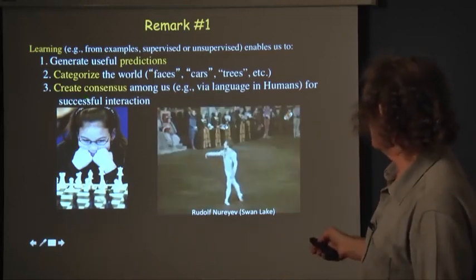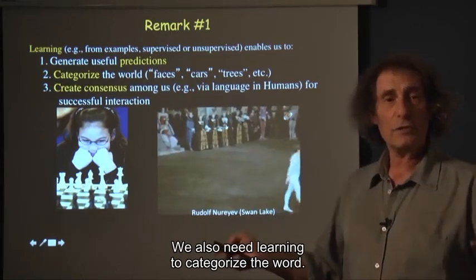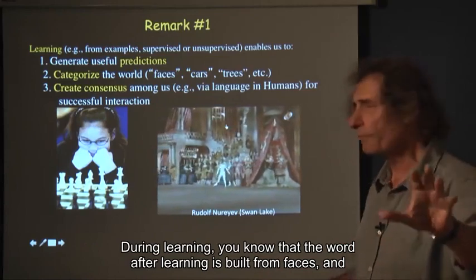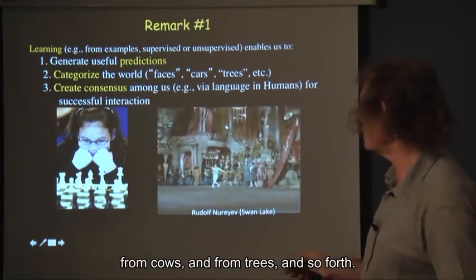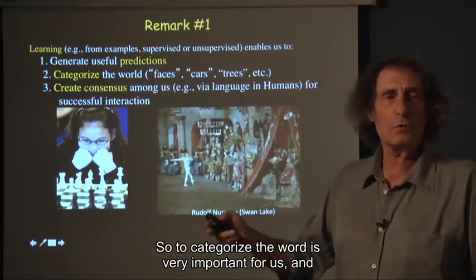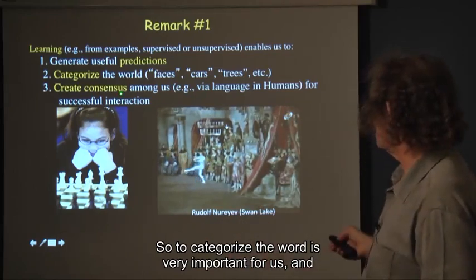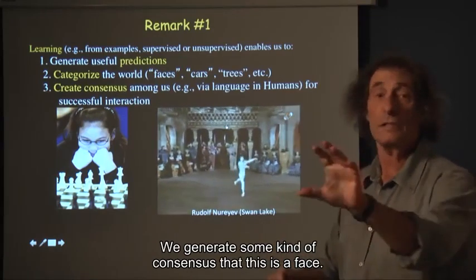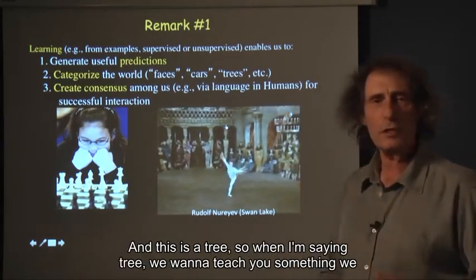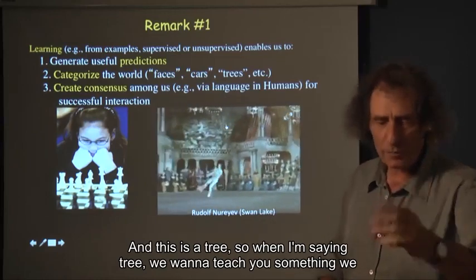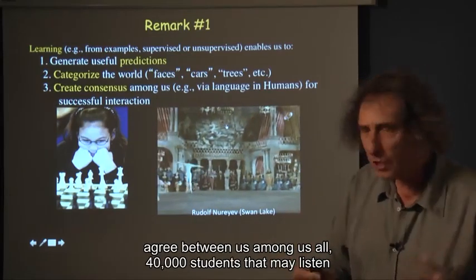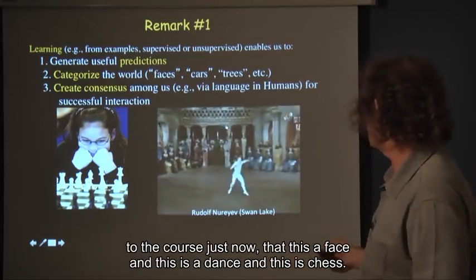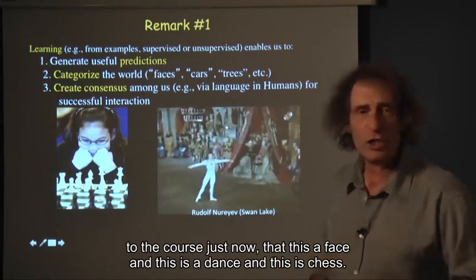Okay? We also need learning to categorize the world. During learning, you know that the world after learning is built from faces and from cows and from trees and so forth. So to categorize the world is very important for us. And then we create consensus between us. We generate some kind of consensus that this is a face and this is a tree. So when I'm saying tree, and when I teach you something, we agree among us all, 40,000 students that may listen to the course just now, that this is a face and this is a dance and this is chess.